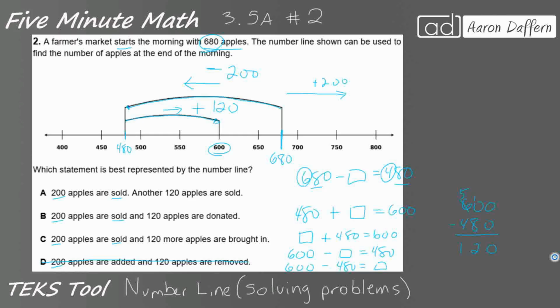Now let's take a look at our answer choices, see which one talks about adding. So they all have 120. All of these work because we're selling the first 200. If we're selling another 120, that would be like this. This would be minus 120, moving in the same direction as the first one, so that's not going to work. And if we're donating, it's like we're selling. We're taking them away. We're just not getting any money for it. So that also is going to be subtract. And look at this, 120 more apples are brought in. They're being added. So our answer is C.